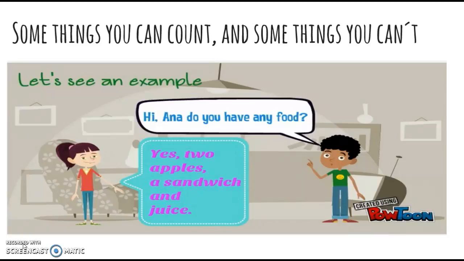Okay class, let's start off. In life, there's some things that you can count and there's some things that you can't count. Let's see an example. Take a look at these two cartoon characters. Hey Anna, do you have any food? Yes, 2 apples, a sandwich, and juice.